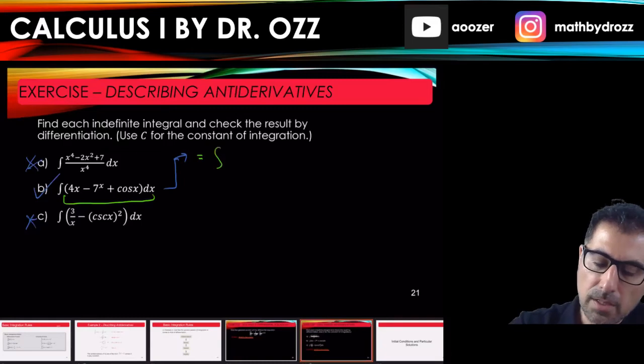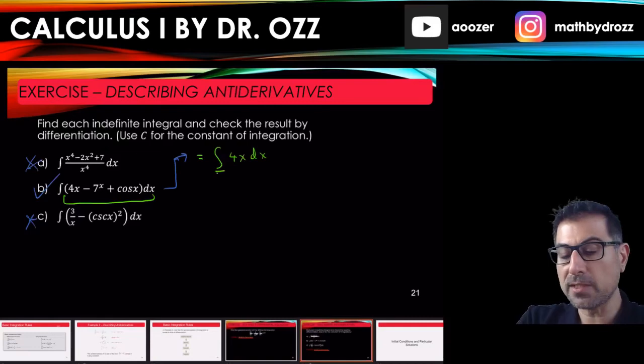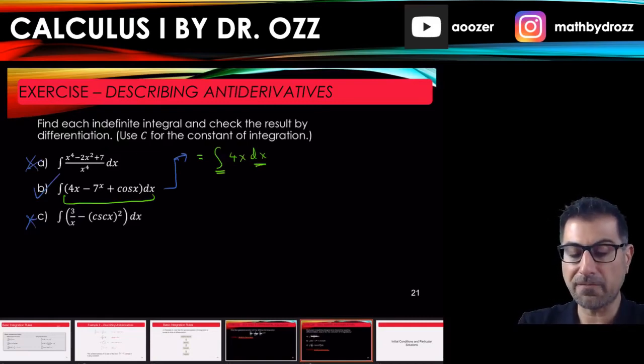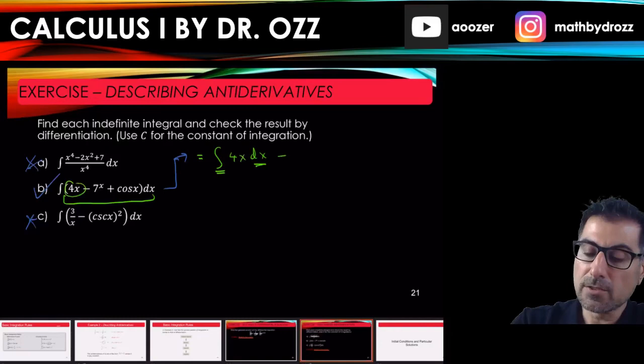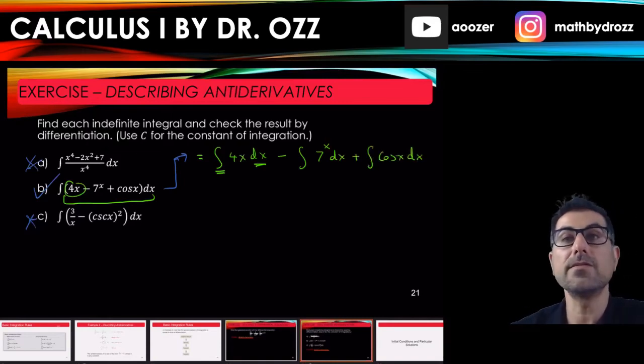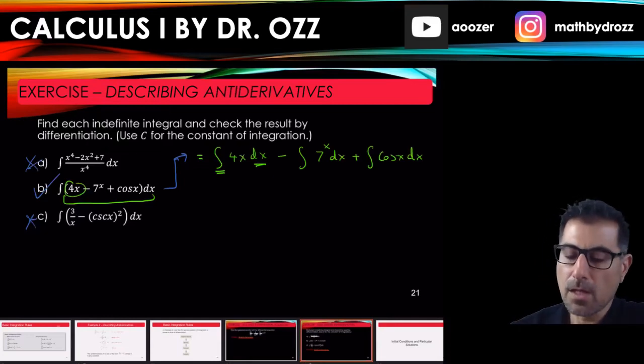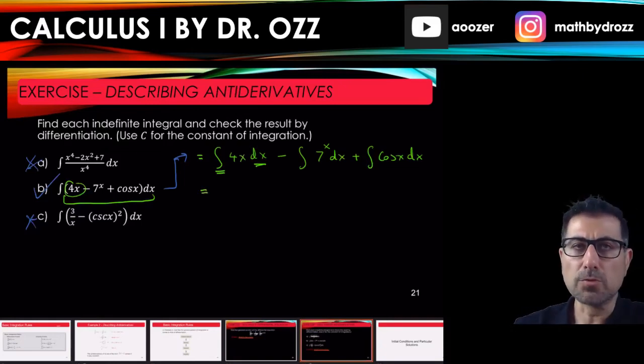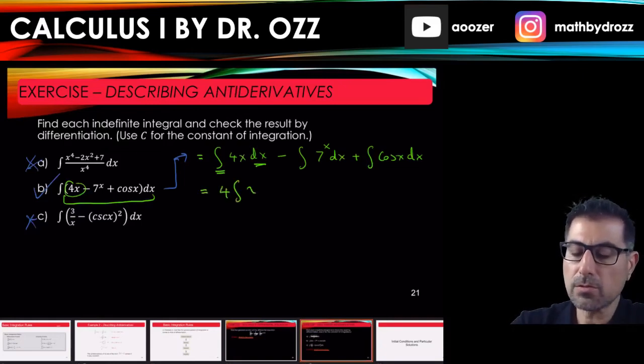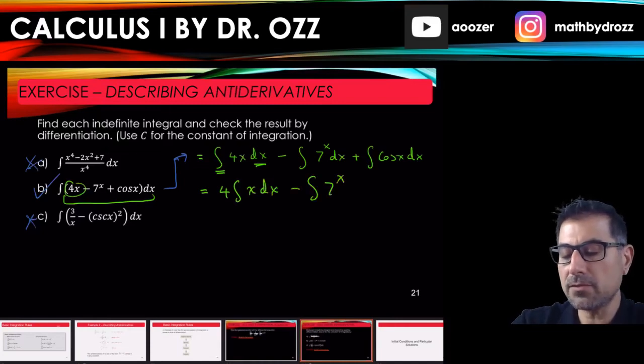Here we go. I'm going to split this as 4x dx, and I always carry forward the integral and dx along with the function. Once I split, I put the minus sign here, I put the integral sign, 7 to the x dx, and then finally I put the plus sign and integrate cosine x. As you see, the integral signs and dx's are carried forward. Next I'm going to use the constant multiple rule to pull out 4 here. So I have 7 to the x dx and I have cosine x dx.